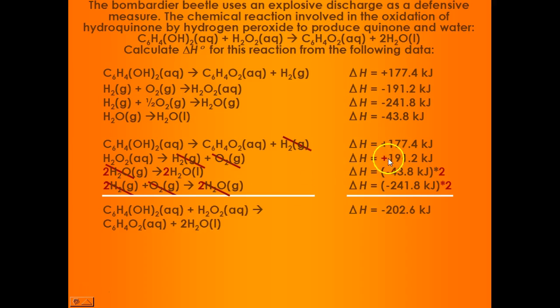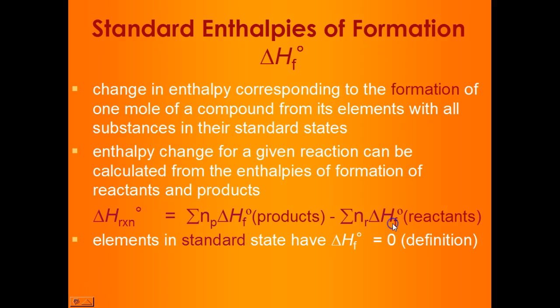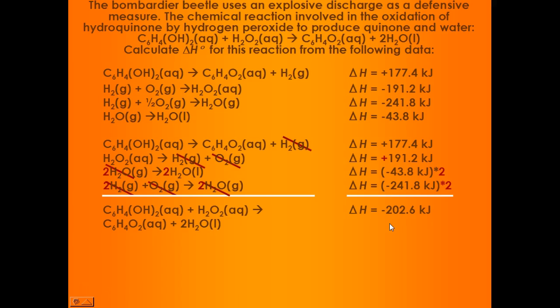And so when we take these 4 delta H values after doubling these 2 and changing the sign of the second one and add them together, we see that this process of oxidation actually releases energy. It releases negative 202.6 kilojoules of energy. So that's one part of this section.